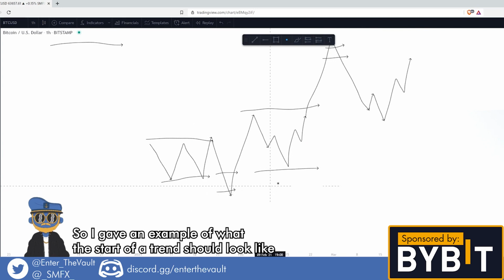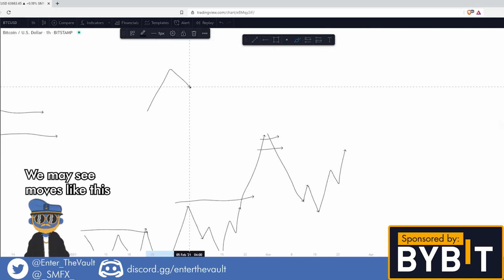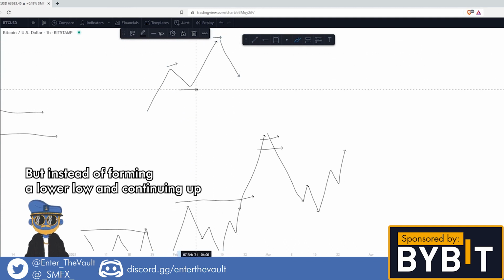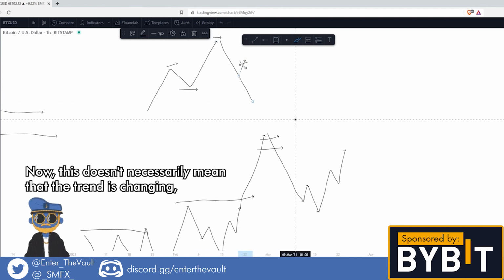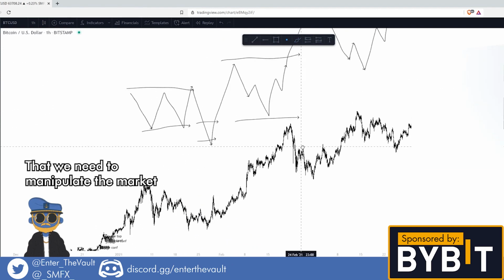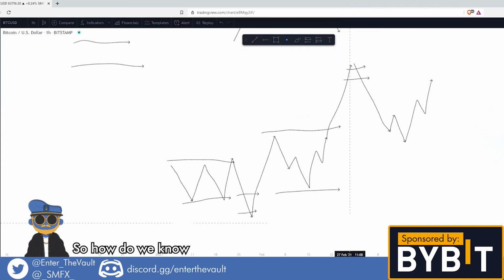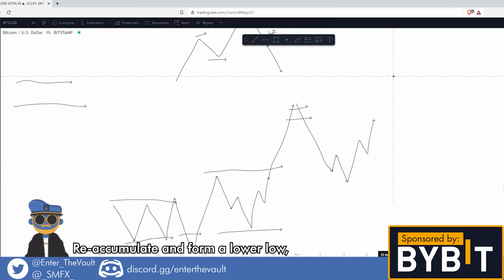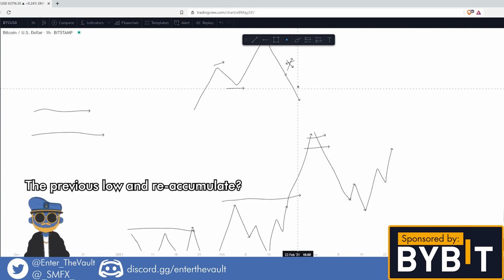So I gave an example of what the start of a trend should look like, but we may see moves like this, where we see the higher high being made and we go to look for the higher low, but instead of forming a higher low and continuing up, we fall back below this low. Now, this doesn't necessarily mean that the trend is changing and that we're seeing reversal. It may just mean that we need to manipulate the market in order for the bigger players to enter more positions. So how do we know that price is either going to test the level, reaccumulate, and form a higher low, or is price going to break below the previous low and reaccumulate?